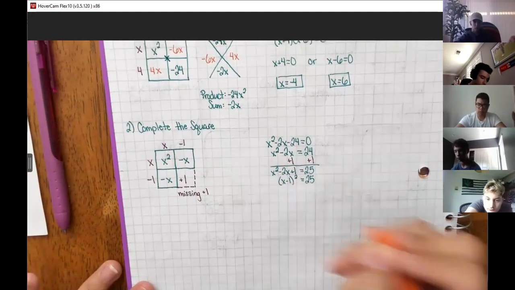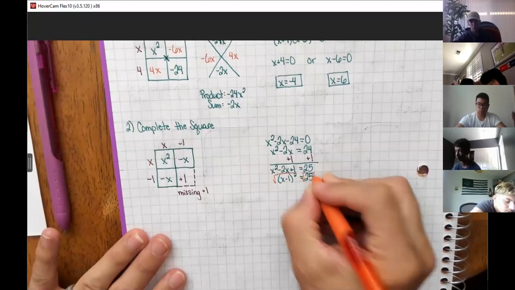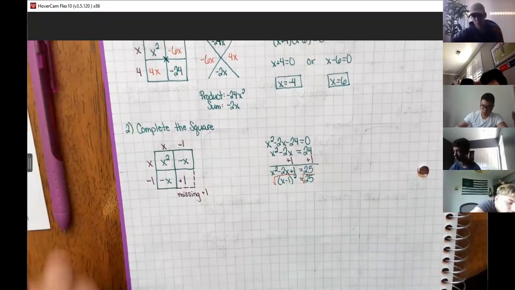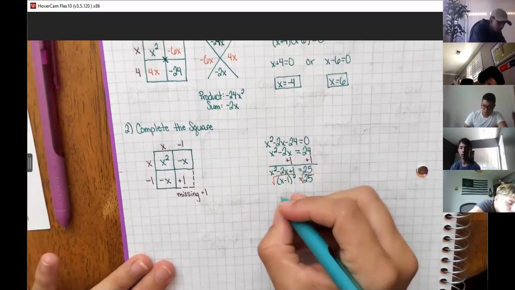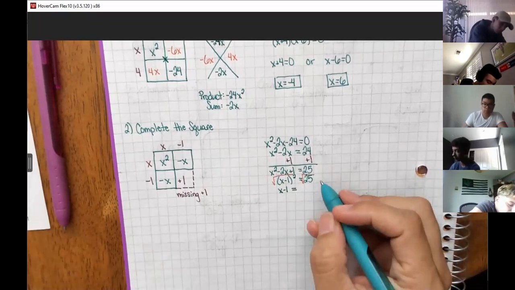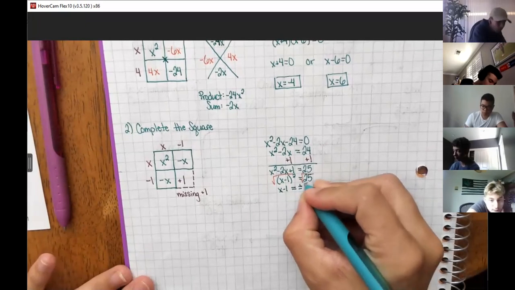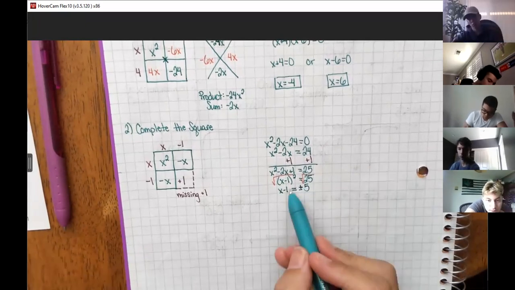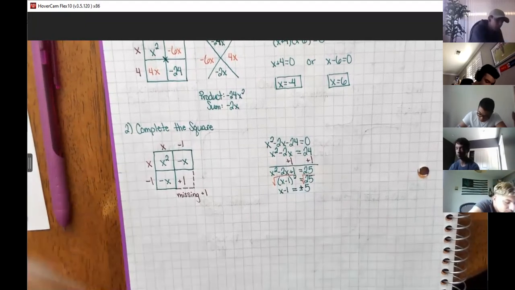So to solve this, we square root both sides. On the left side, the squared and square root cancel out. But on the right side, what we need to remember is that we get plus or minus 5. Because you're asking yourself, what number when I square it gives me 25? It could be 5, it could be -5.